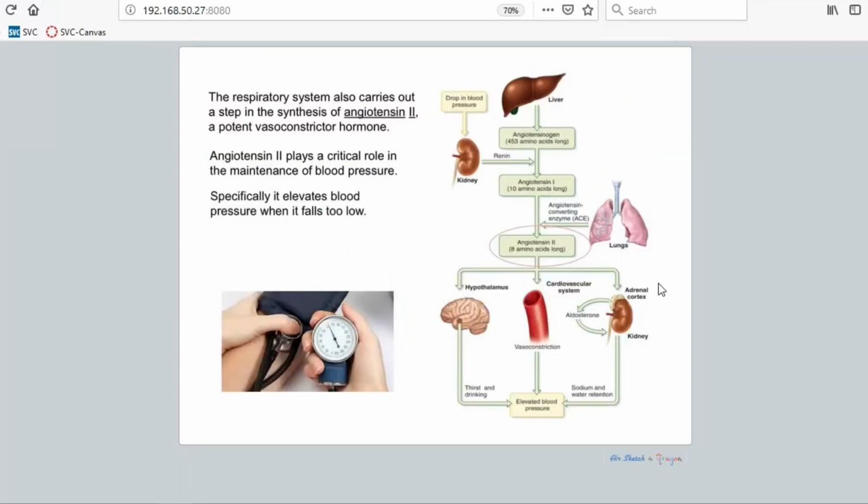And so the respiratory system is involved in maintaining the pH balance of the body. These next few slides are just some additional things the respiratory system does besides gas exchange.